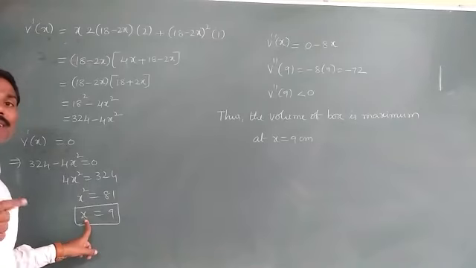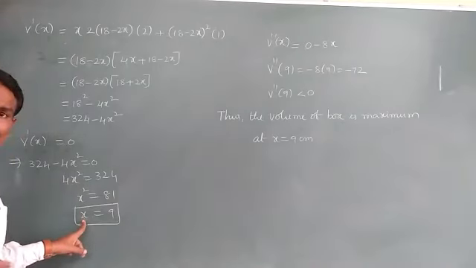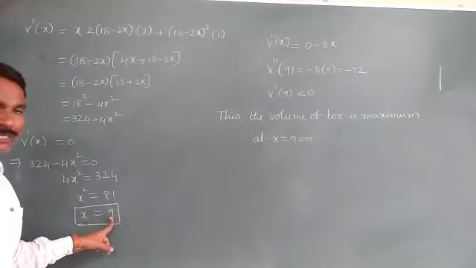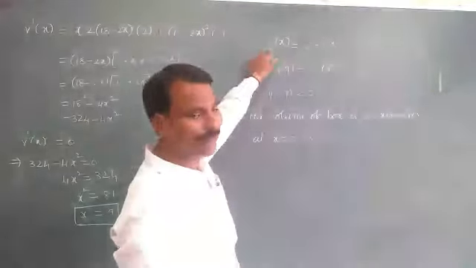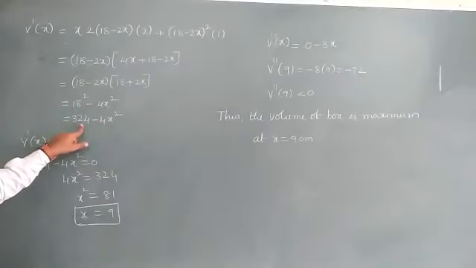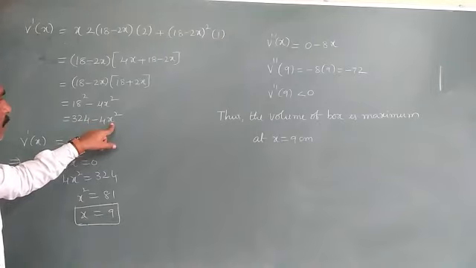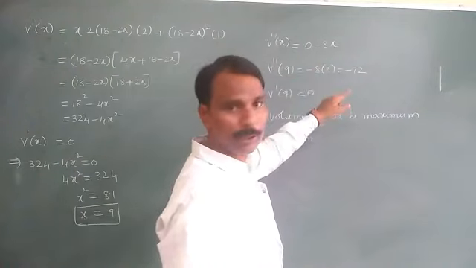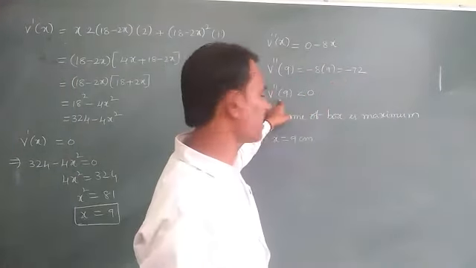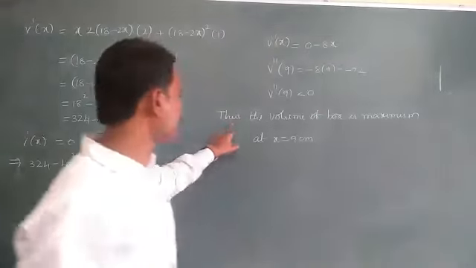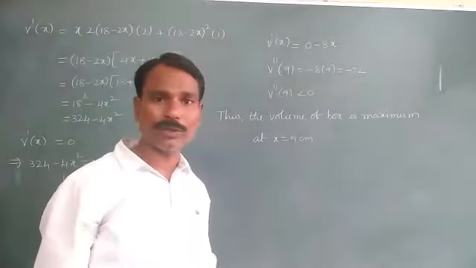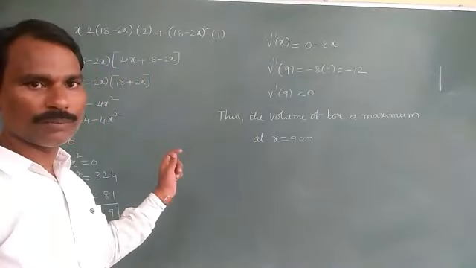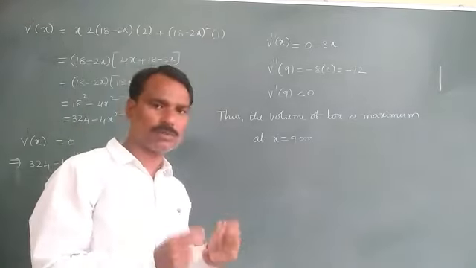Minus 9, don't take it, because x indicates the length in centimeters. So take the positive, x equals 9, and take the double derivative of the function. The double derivative is 0 minus 8x. V double dash of 9 is minus 8 into 9, minus 72. Negative value means less than 0, so the volume of the box is maximum at x equal to 9 centimeter. Like that, some simplification is there, whether it is big or small.